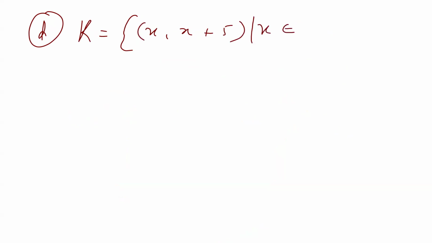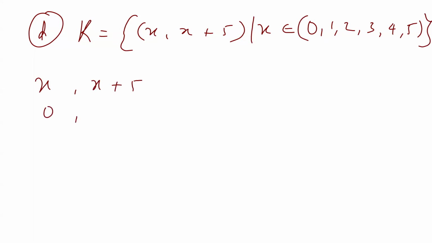X belongs to 0, 1, 2, 3, 4, 5. So x comma x plus 5. The first value of x is 0, so x plus 5 will be 0 plus 5, which is 5. X value is 1, so 1 plus 5 is 6. X value is 2, 2 plus 5 is 7.